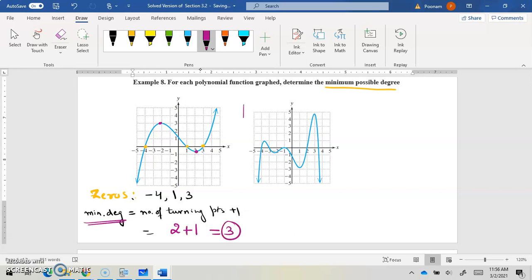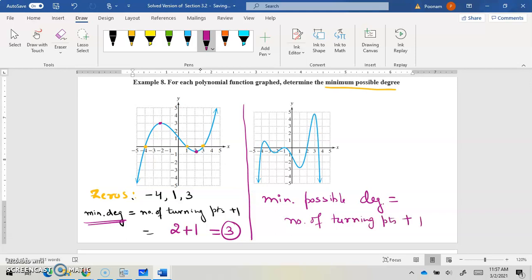Okay. Let's look at the second one. Minimum possible degree is equal to what? Number of turning points plus 1. How many turning points? 1, 2, 3, 4, 5. So minimum possible degree would be 5 plus 1, which is equal to 6.